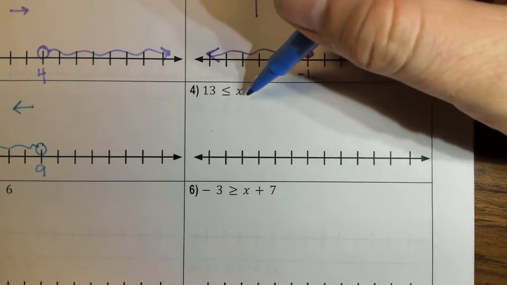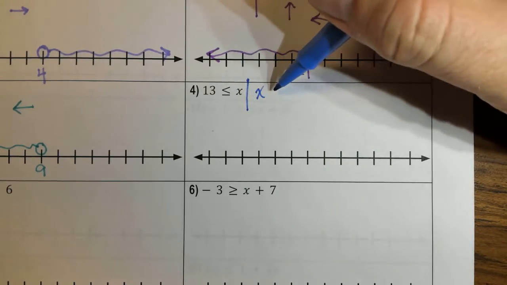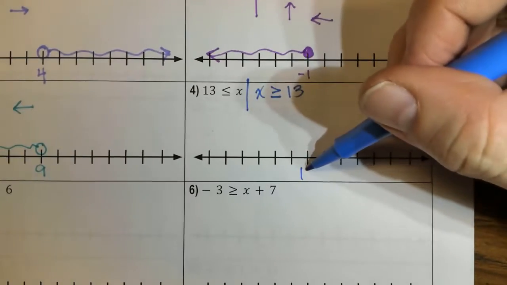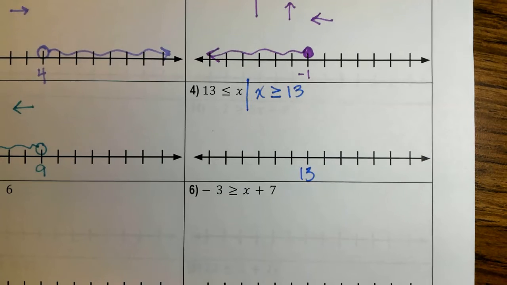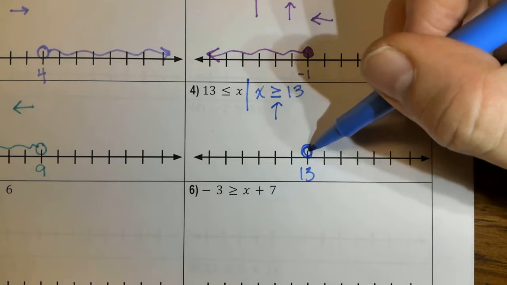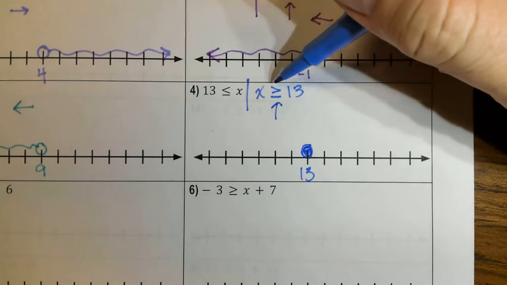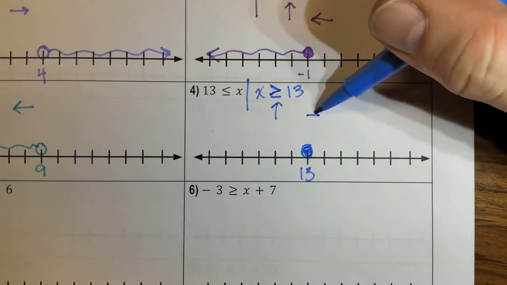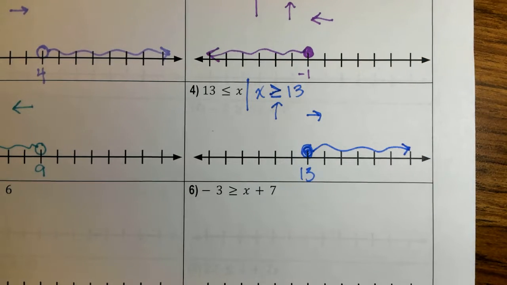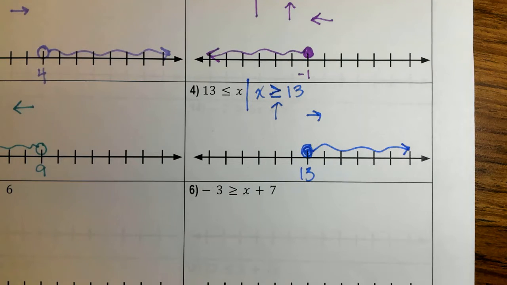Okay, so next one, x is on the right, so I'm going to do a mirror, rewrite it. Okay, so I have 13 somewhere, doesn't matter. And my symbol is underlined, so I have a closed circle. And x is greater than, so I'm going to the right. And that's it. Pretty easy so far. Okay.